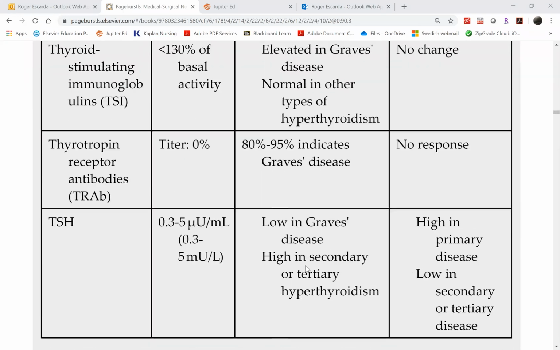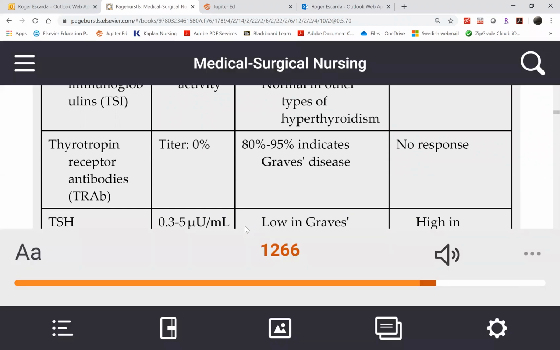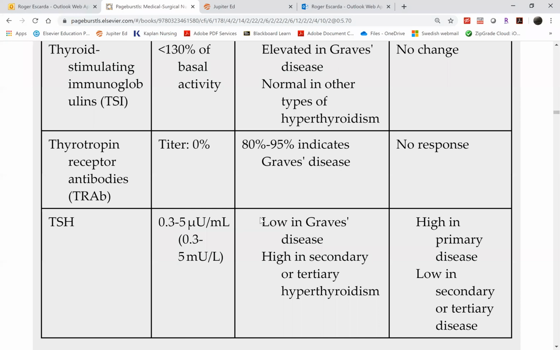The TSH though, because our body works by negative feedback, if we have high levels of T3, T4 in Graves' disease, therefore the stimulus will be lower coming from the pituitary gland. Since TSH comes from the pituitary gland, the TSH level here will be low because there is really no need to stimulate the thyroid gland to produce T3, T4 because it's already in very high levels. So again, in primary hyperthyroidism, which is Graves' disease, the TSH will be low because there is no more stimulus for the release of TSH because the T3, T4 levels are already very high.